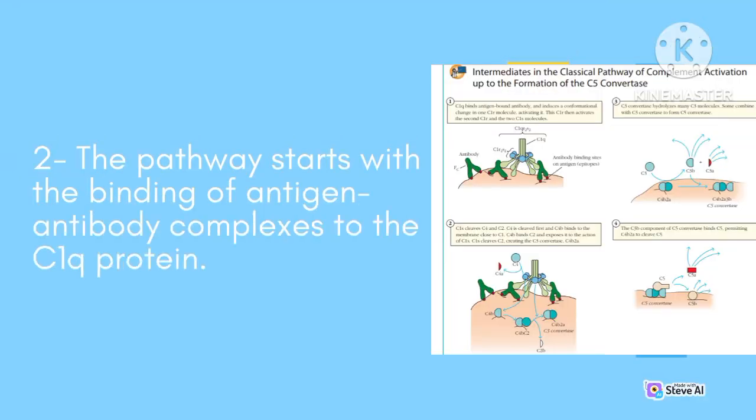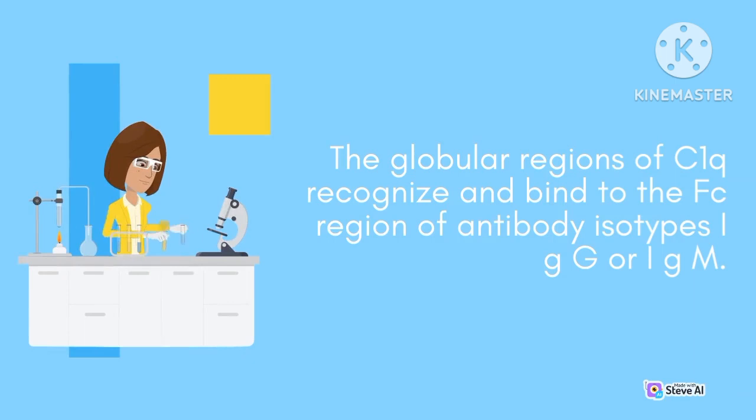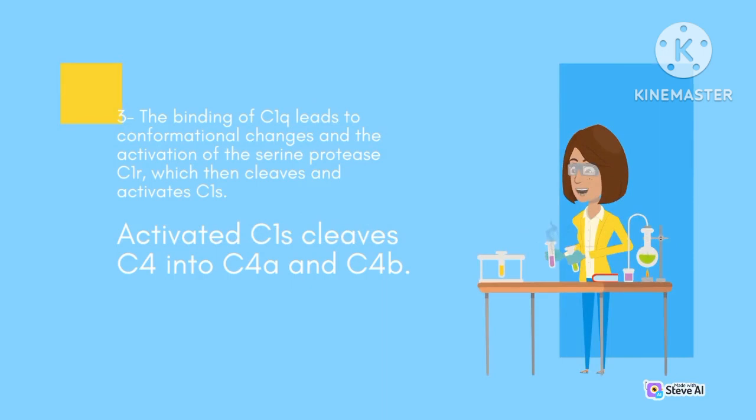2. The pathway starts with the binding of antigen-antibody complexes to the C1q protein. The globular regions of C1q recognize and bind to the Fc region of antibody isotypes IgG or IgM. 3. The binding of C1q leads to conformational changes and the activation of the serine protease C1r, which then cleaves and activates C1s. Activated C1s cleaves C4 into C4a and C4b.